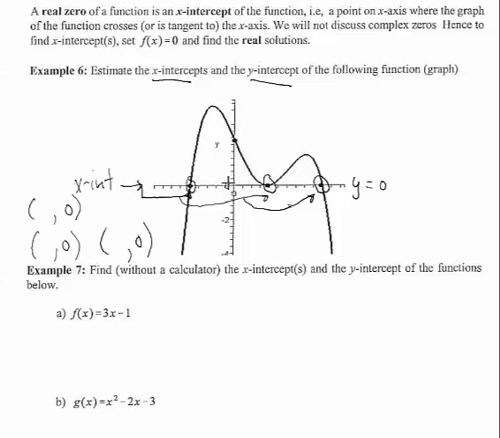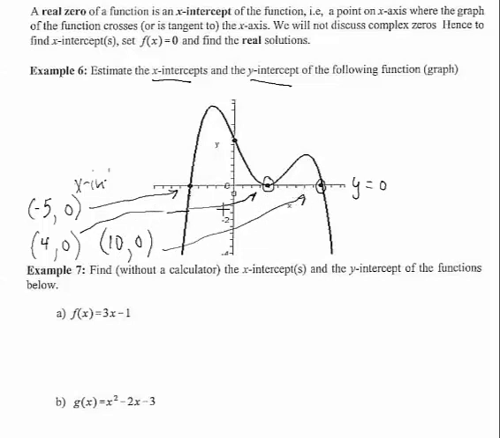Alright, 1, 2, 3, 4, 5. -5 is my first x-intercept. My second one, 1, 2, 3, 4 is my other x-intercept, and then the last one, 4, 5, 6, 7, 8, 9, 10. So 3 x-intercepts.